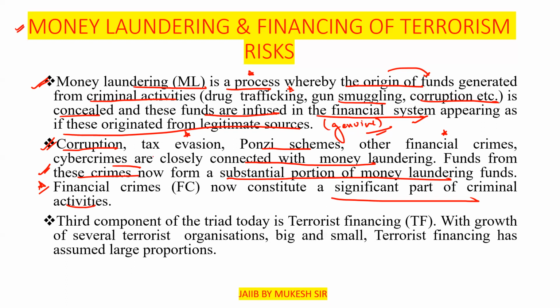Next, the third component of the trade. First is money laundering, second is financial crimes, and the third component of this trade today is terrorist financing. You have heard that one of the main reasons for demonetization was to stop terrorist financing. With the growth of several terrorist organizations, big and small, terrorist financing has assumed large proportions.